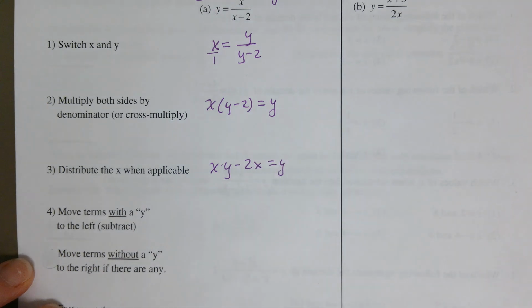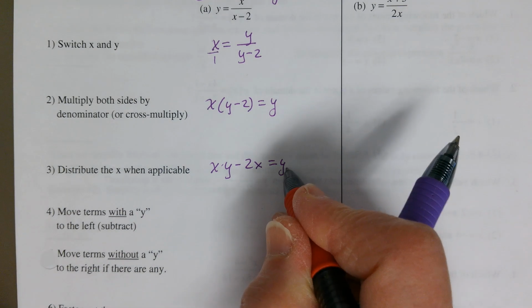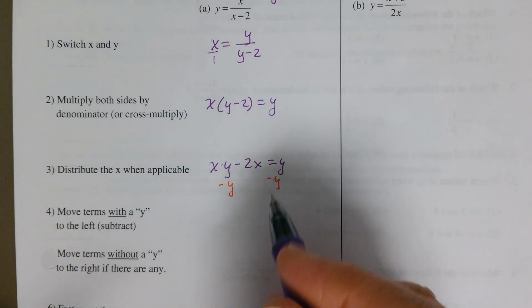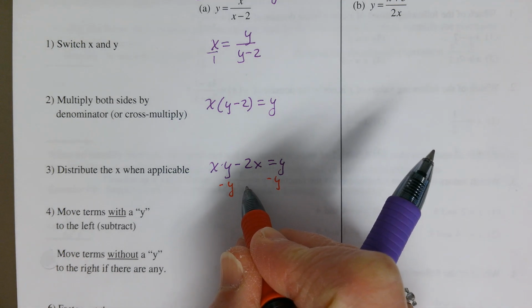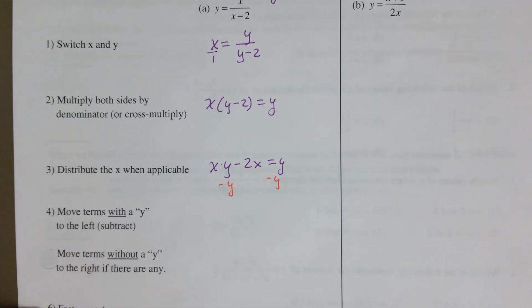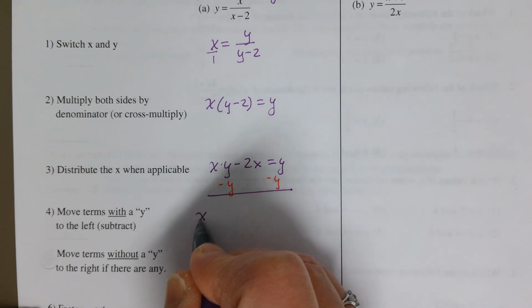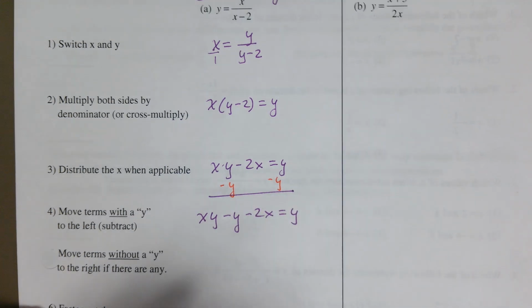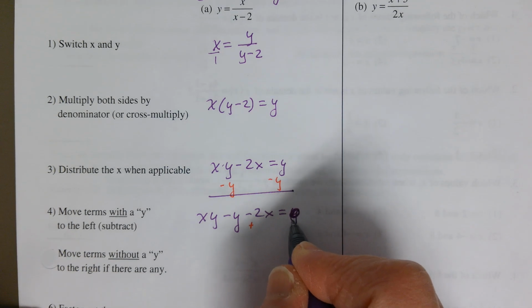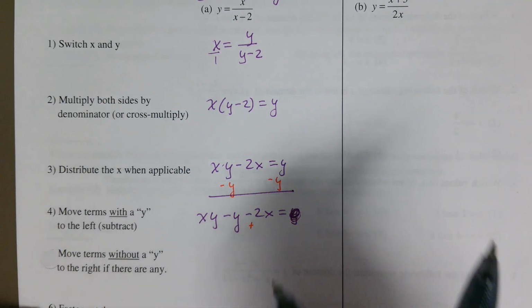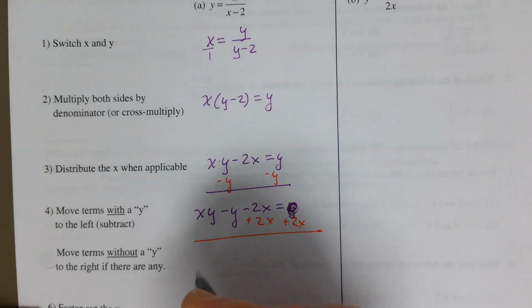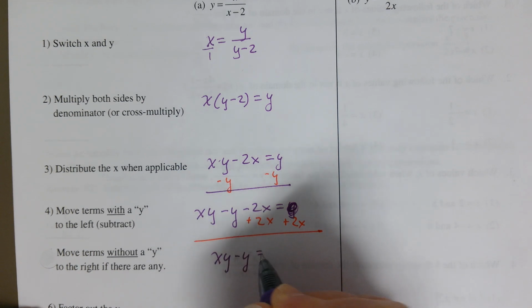So I'm going to subtract y. I'm going to bring this term containing y over to this side. Well, no, I'm sorry, I'll do this one at a time. We have xy minus y minus 2x equals y minus y, equals 0. Y subtract y is 0. And then add 2x. Let's see if I get this right. We have xy minus y equals 2x.